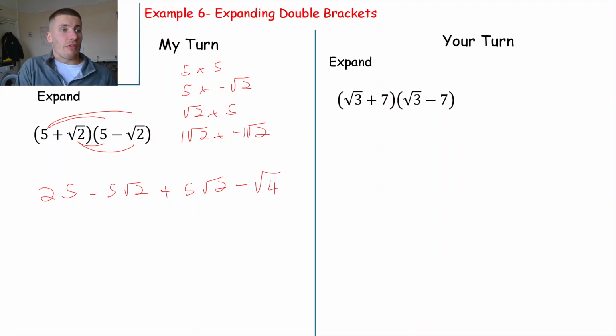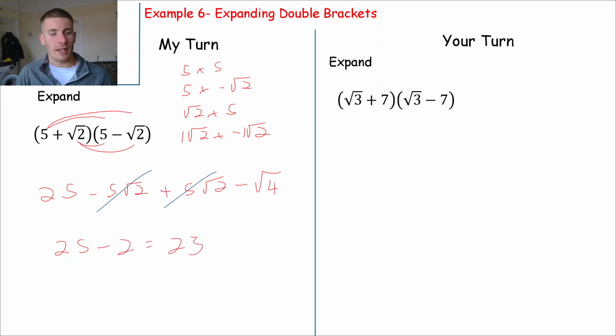Because this is the difference of two squares, these bits are going to cancel. Negative 5 root 2 add 5 root 2 is 0. So we're left over with just 25, and we've got root 4. Root 4 is equal to 2, so it's going to be negative 2. So 25 take away 2 is equal to 23, and that is your answer.